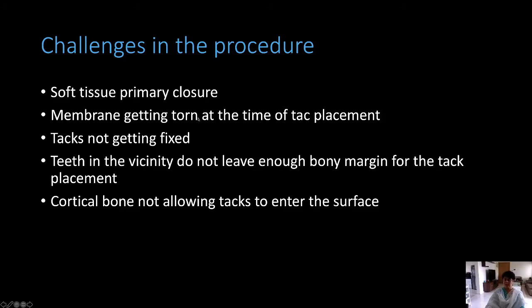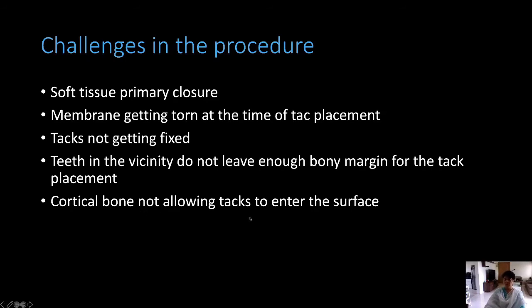Membrane getting torn at the time of tack placement. This happens because sometimes some membranes after getting wet become very, very fragile, and because of the fragility of the membrane, it just gives way. Tacks not getting fixed because the bone is soft, and the tack you think is fixed, the moment you remove the instrument, the tack comes out or is loose. Teeth in the vicinity do not have enough bony margin for the tack placement, and cortical bone not allowing tacks to enter the surface.